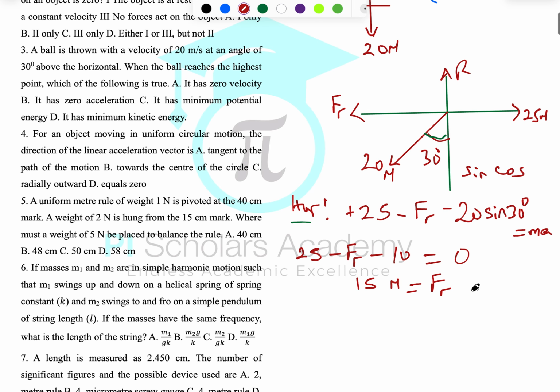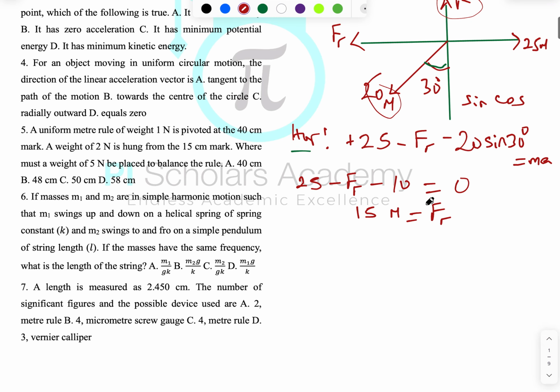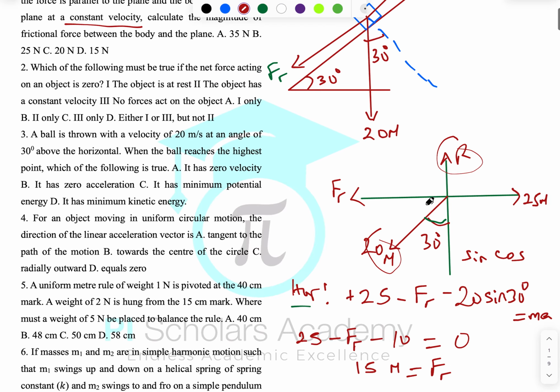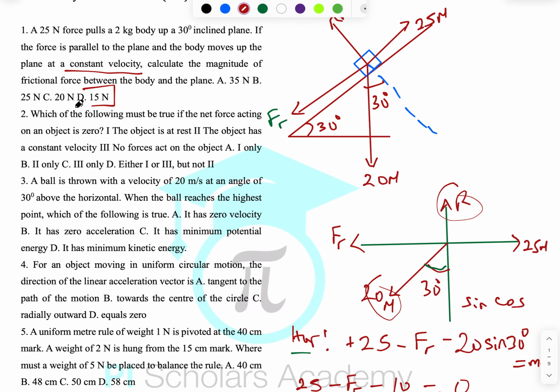Of course, you can go ahead and use what I just explained to do the vertical. There are only two forces in the vertical, the normal reaction and the 20 newton weight. So I'm not going to do that because I've already solved this particular part of the problem. So the answer is 15 newtons. Quickly, let's go to number 2.